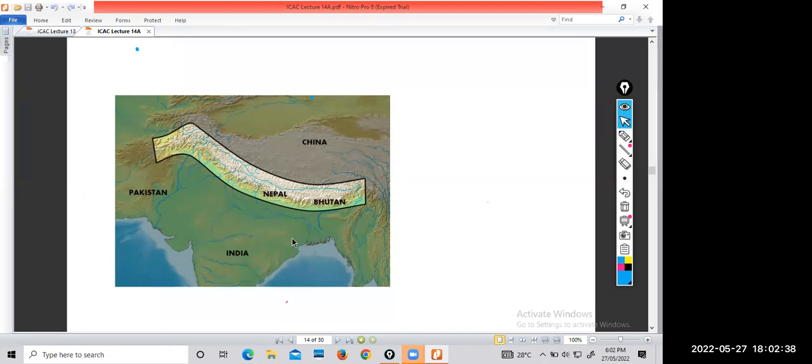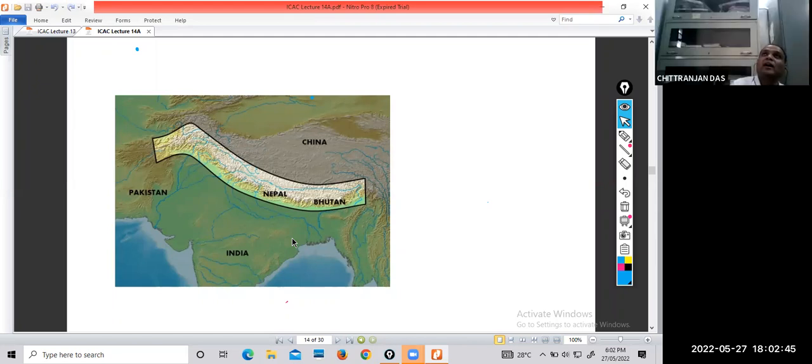Sir, previously India was part of Africa, no? No, it was not part of Africa. Africa was also part of Gondwana land, but India was part of Australia and Antarctica.